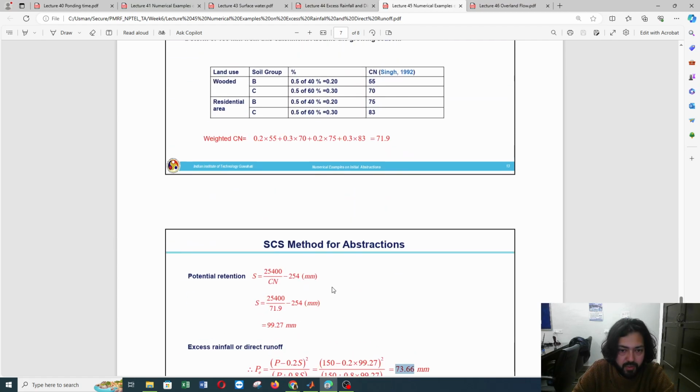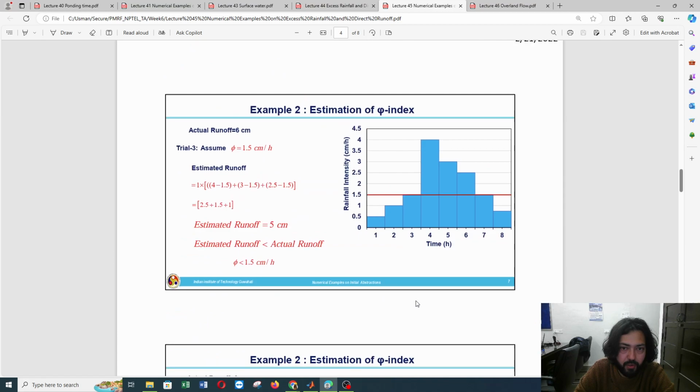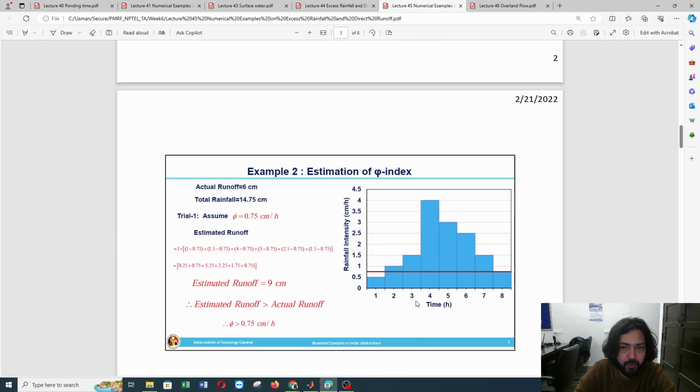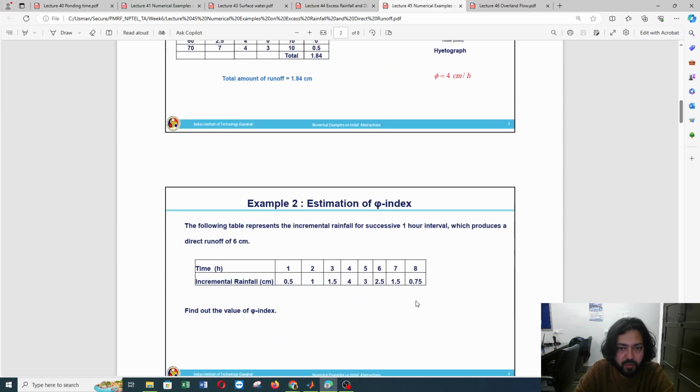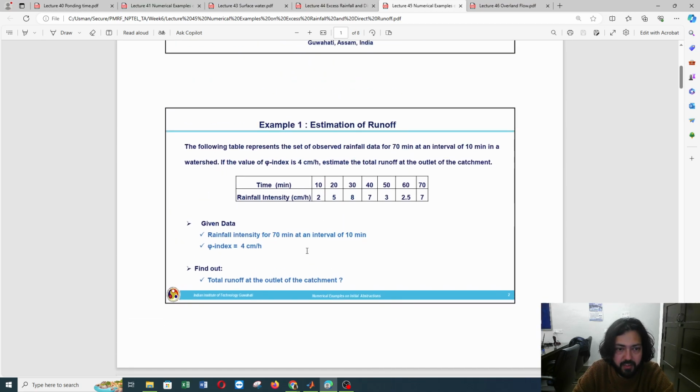So this was the example based on the SCS curve number method to calculate direct runoff. Now there are other methods also. So now what we are going to do is take an example based on the phi index. So let us see this example.